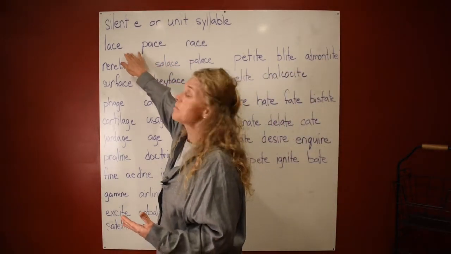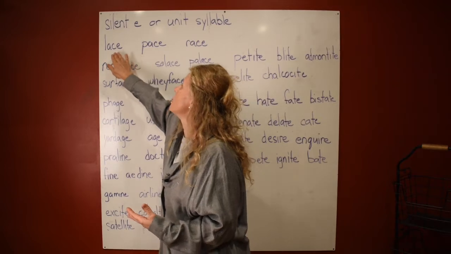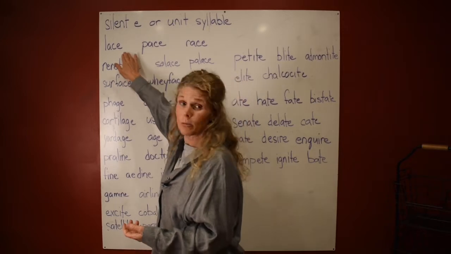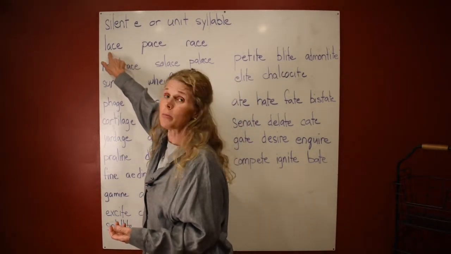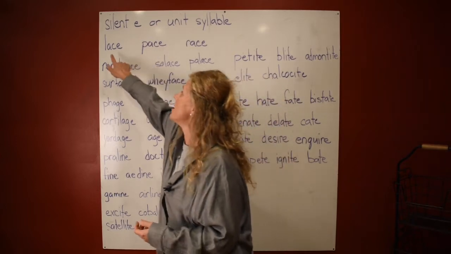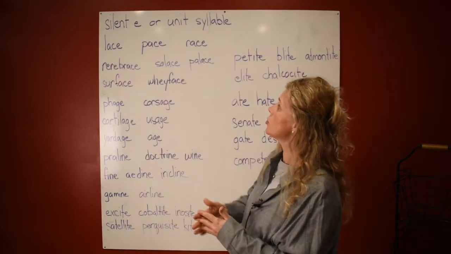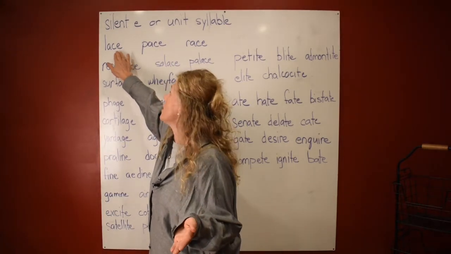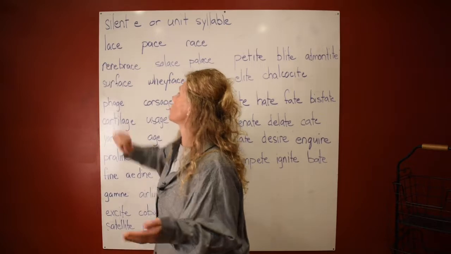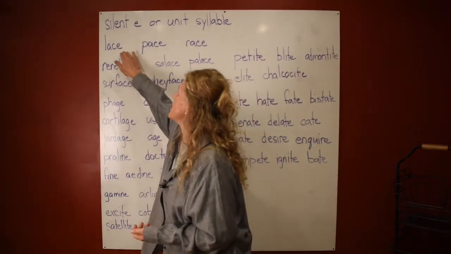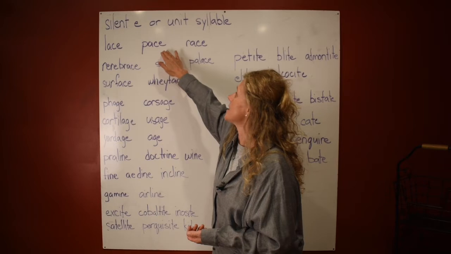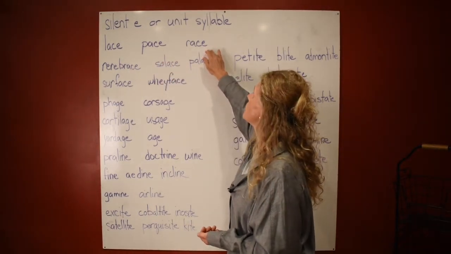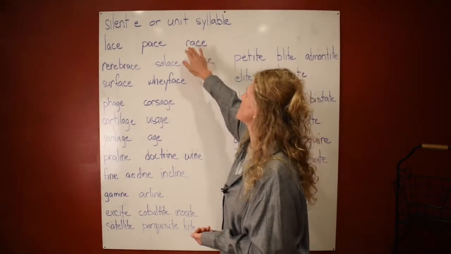Right here, for instance, you know right off the bat that this is a silent E syllable because it's a one syllable word. See how that E is going to jump over and affect the A, and make it long. So if it's a one syllable word, you never have to guess whether it's a unit syllable, because it will always be a silent E syllable. So this says lace. Same with this one, a silent E syllable, so it says pace. And this is a silent E syllable in a one syllable word, so it says race.